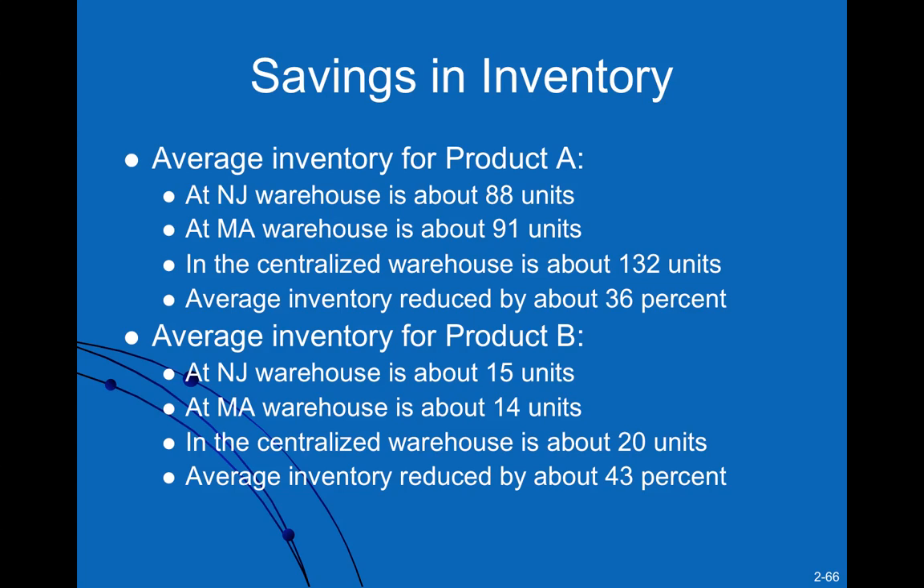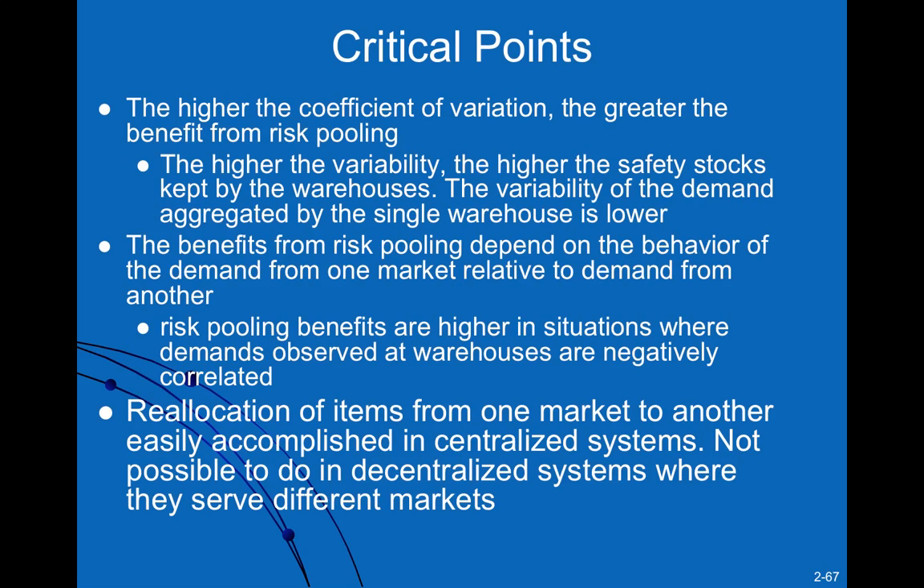And when you do that, not only do you lower the variability, but because you lower the variability, you're now able to keep less inventory in stock, which makes sense. So the higher the coefficient of variation, the greater the benefit from risk pooling. In other words, if there's very little variability in the demand for the products, what's the point of bringing them together? So the more variability you have, the greater your opportunities for risk pooling.